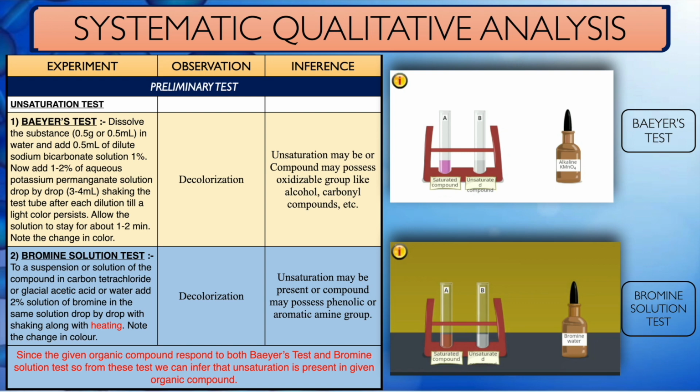Now, particularly talking about our case, after shaking, we also had to subject our compound to heating. The observations were that the decolorization did take place, and it infers that unsaturation may be present or the compound may possess a phenolic or aromatic amine group. Since the given organic compound responds to both Baeyer's test and bromine solution test, from these tests we can infer that unsaturation is present in the given organic compound.